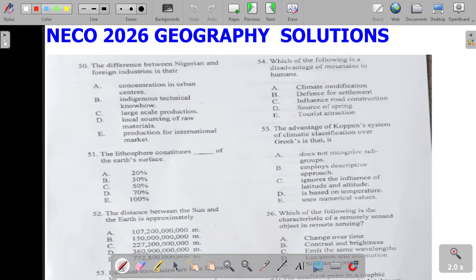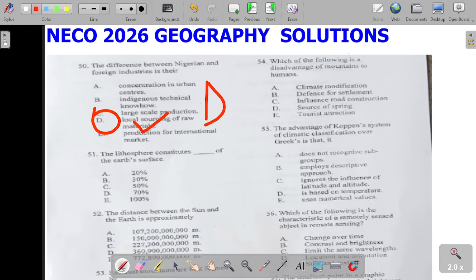The difference between Nigerian and foreign industries is concentration in urban centers. No. Indigenous technical know-how, very common. Let's keep that aside first. Large scale production. No. Local sourcing of material. That is true. This is the most viable option.